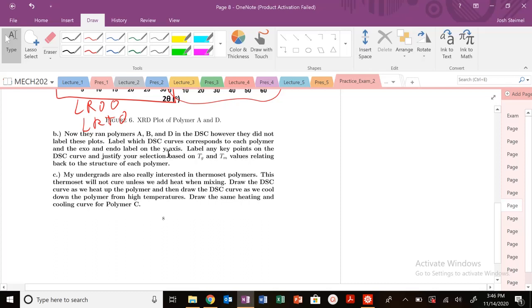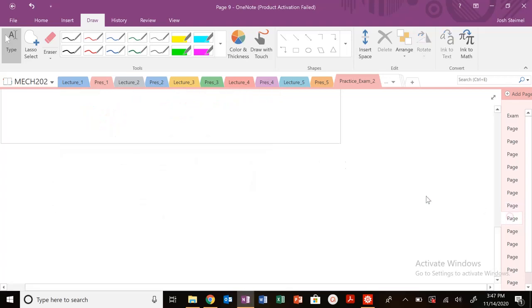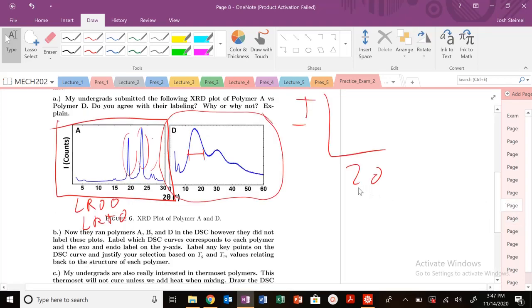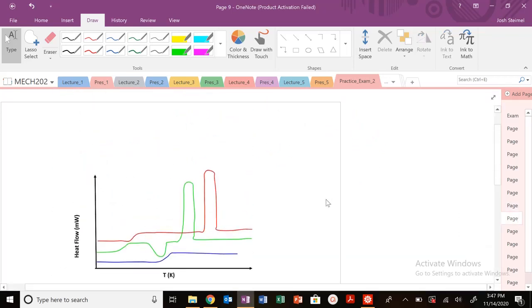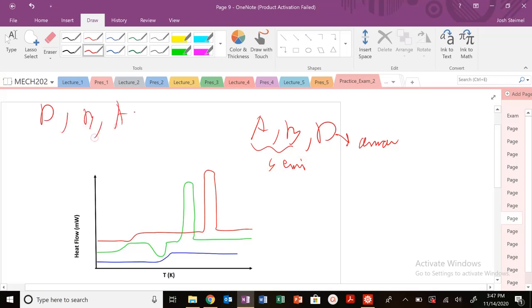Now they ran polymers A, B, D in the DSC, but they didn't label the plots. So we need to label these DSC curves and any key points, and then justify your selection of each polymer based on its structure. Let's look at this next page. We're looking at A, B, and D. We know that D is amorphous and the others are semi-crystalline. We also know that D has the highest Tg of these three, then B, and then A.